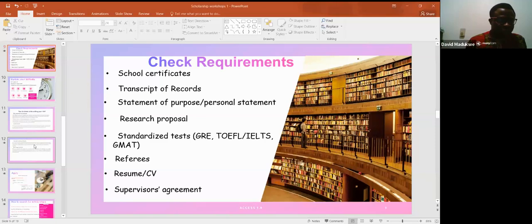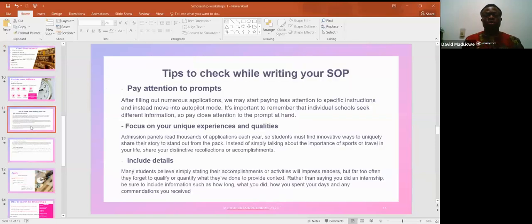Okay, so in the absence of questions, I'm just sharing one or two other tips on how you want to apply to schools. This particular one is something that blows my mind. When you want to write your SOP, what do you need to put in place? The SOP actually stands for the statement of purpose. One thing you have to do while writing your SOP is to pay attention to prompts.